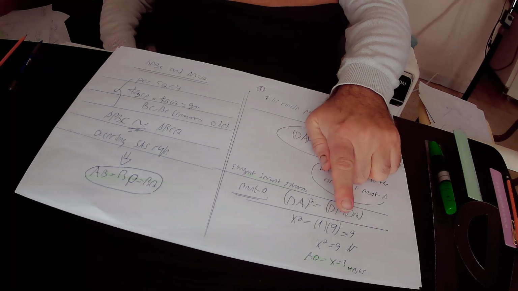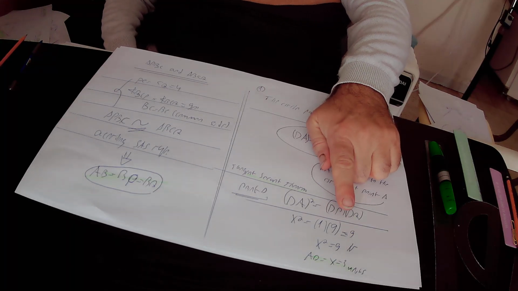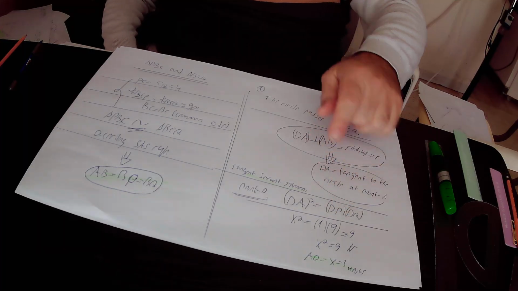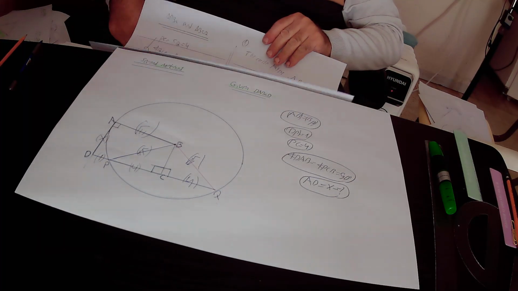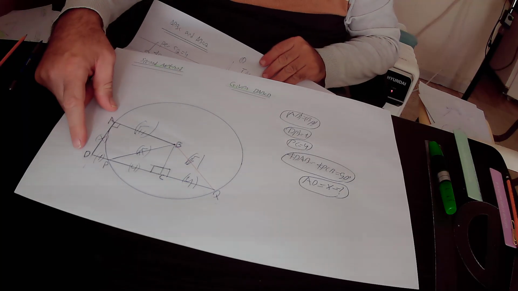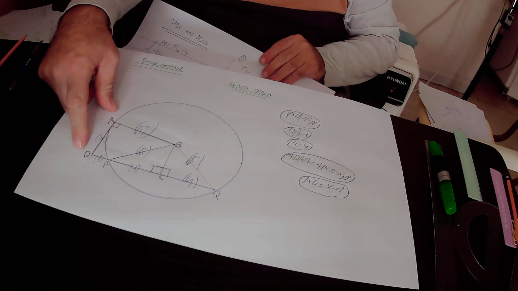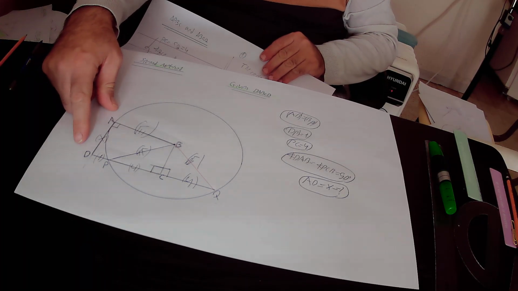X squared equals 9. Here we took out the equation, and finally found that x equals the square root of 9, that is 3. So we found that AD equals x, which is equal to 3 units in length. So in both methods, we arrive at the same result. Okay, thank you very much.